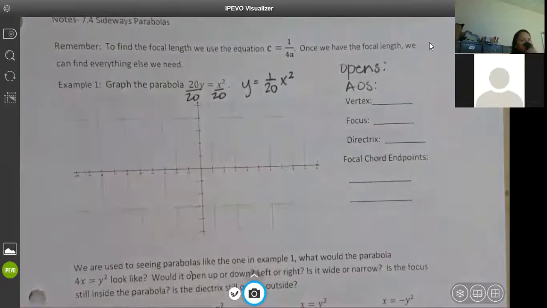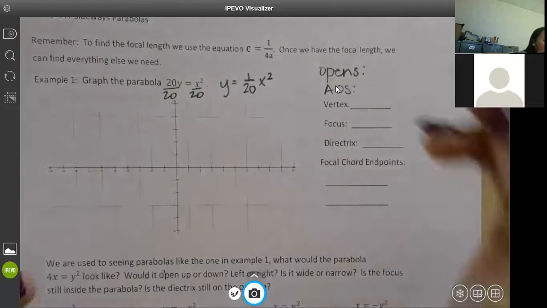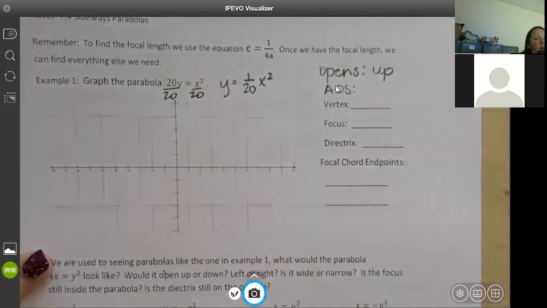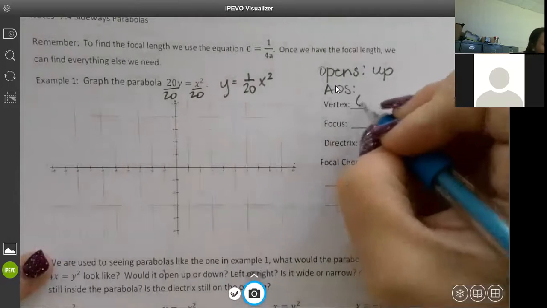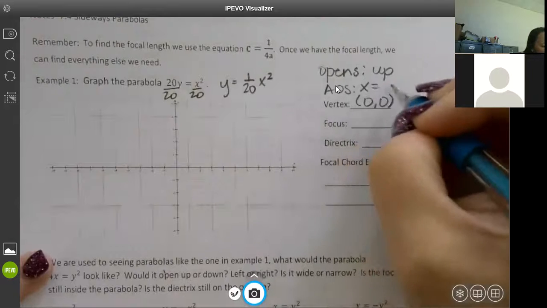A couple things that are not listed are the direction of the opening and the axis of symmetry. I didn't really make you list the opening yesterday, but I'm going to do it today just so you have documentation of the difference between up and down and then left and right. All right, which way is this one going to open? It's y equals, so it's up and down, and it's 1/20th in the front. So which way is it going to open? Up, because it's positive. What's your vertex? We'll go with vertex first. 0, 0. So what's your axis of symmetry? X equals 0.